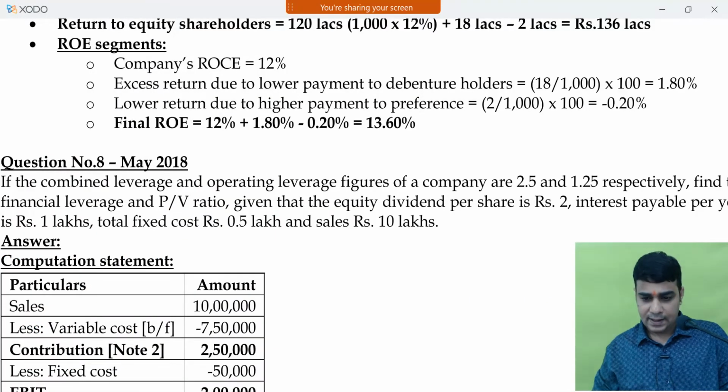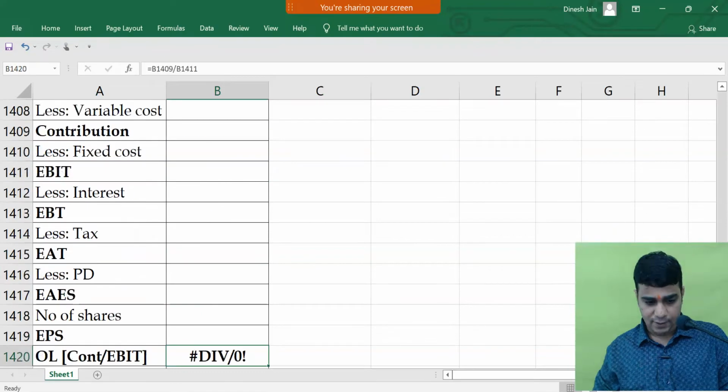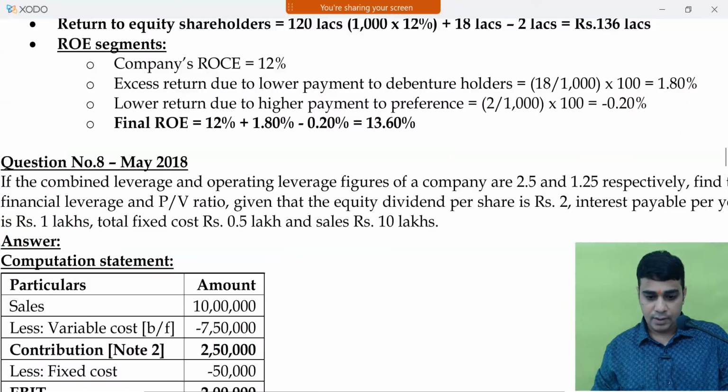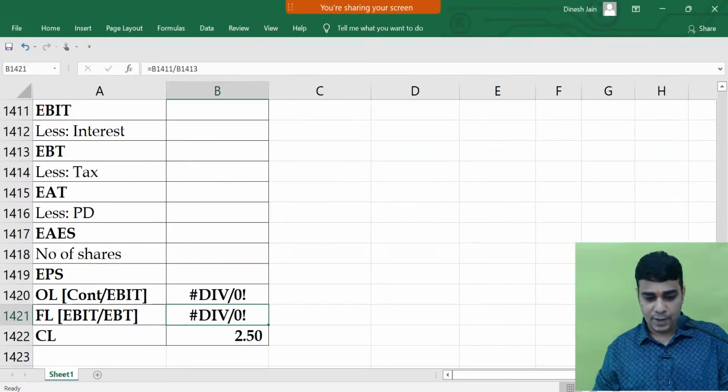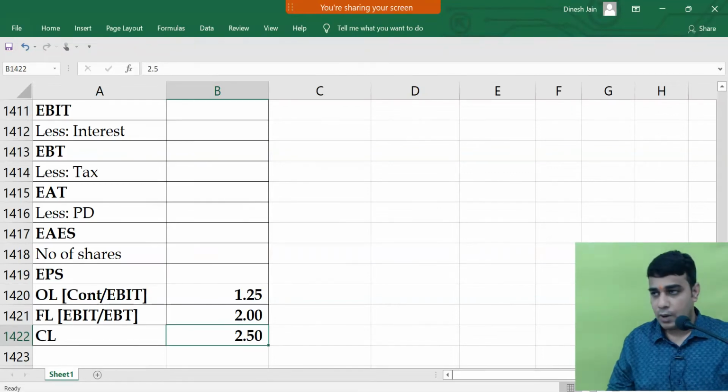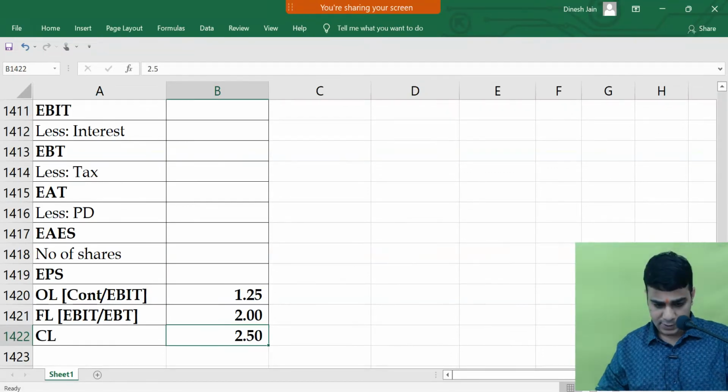Let's look at this. Combined leverage is 2.5, so I'm filling in whatever is available. Your operating leverage is 1.25, which indirectly means financial leverage is 2 times. OL into FL is CL. So your financial leverage has indirectly become 2 times.